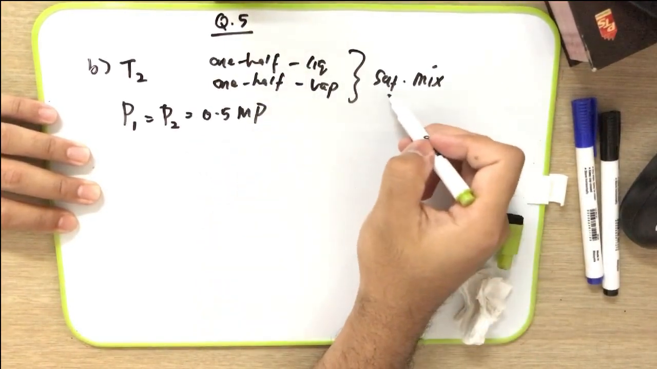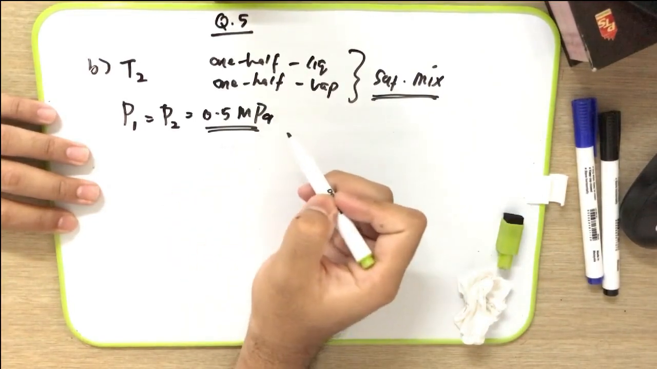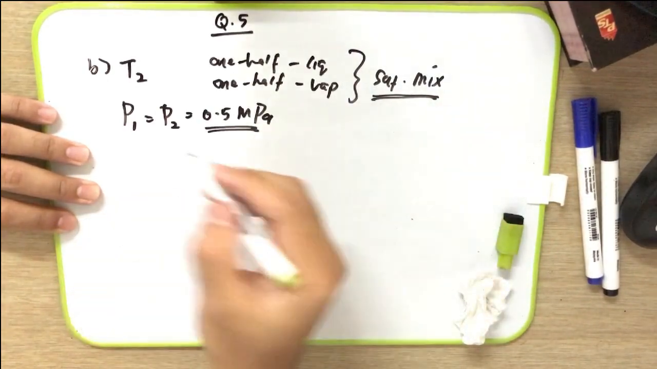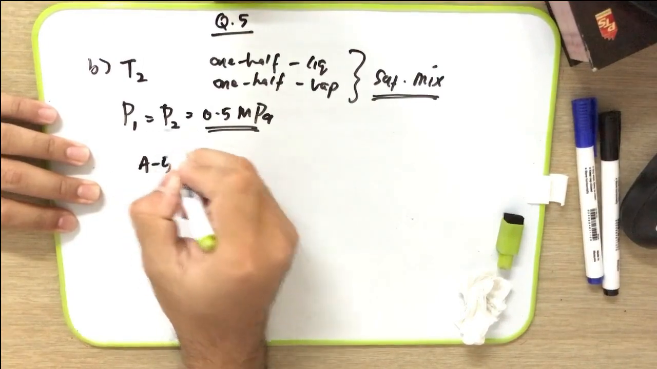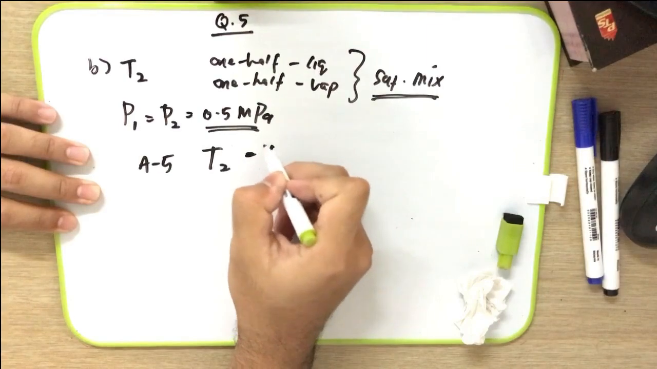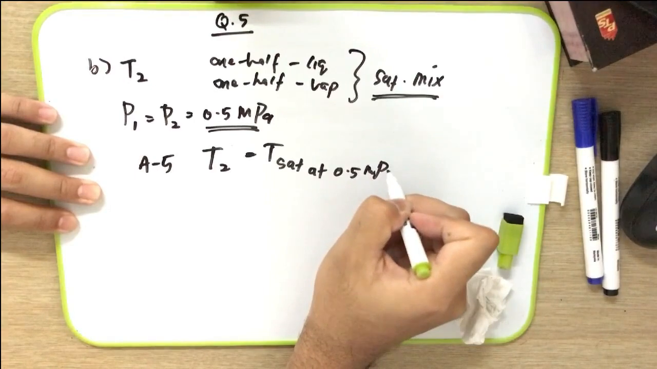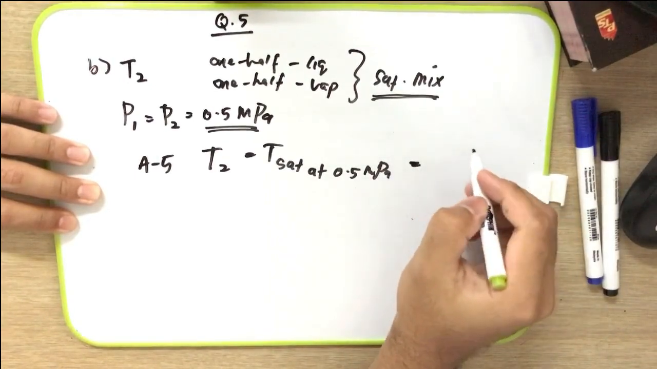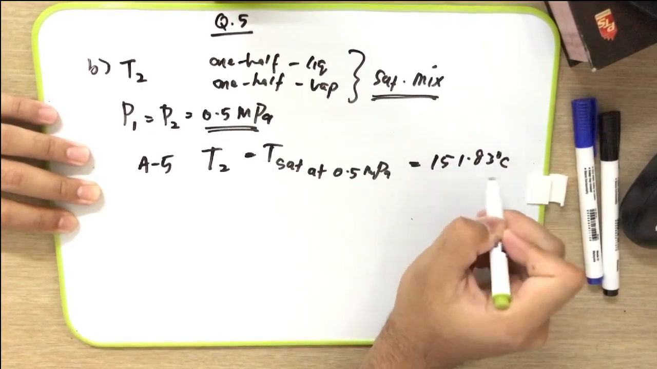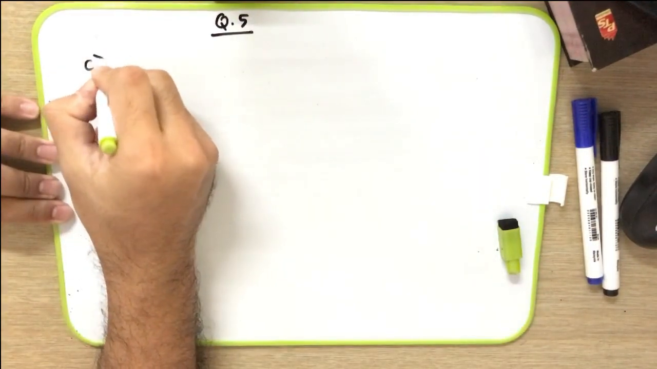Because we already know it is a saturated mixture and P is 0.5 megapascal, we can find T2. It is a saturated mixture, so you just go through table A5 because you are given the pressure. So you can find T2 is equal to T saturated at 0.5 megapascal, which is equal to 151.83 degrees C. So this is question B. Okay, next we go to question C.